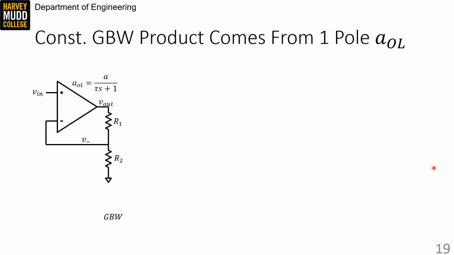We're going to look at a standard op-amp in inverting feedback like we've done in the past few videos. But one change we've made is to assume that the op-amp is dominant pole compensated, so it has a single pole located at a position of 1/tau.